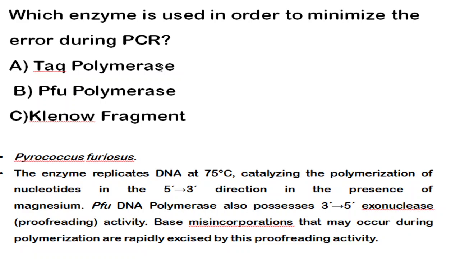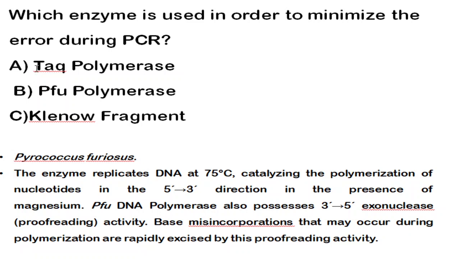This enzyme replicates DNA even at a temperature of 75 degrees Celsius, and it has two activities. It holds a 5' to 3' polymerase activity, so that it can polymerize the nucleotides at the time of PCR. At the same time, it also holds a 3' to 5' exonuclease activity, that is proofreading activity. Base misincorporations that may occur during polymerization are rapidly removed by this proofreading activity.